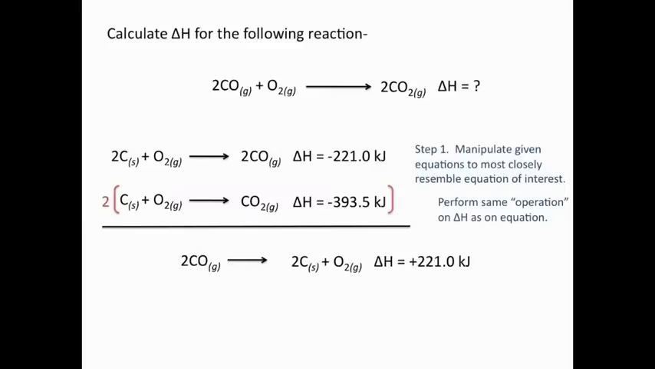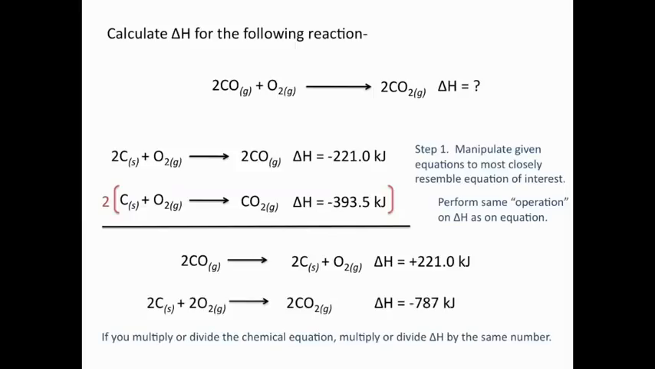And when I multiply the reaction by 2, I need to multiply the whole equation by 2. And I think it helps to draw parentheses around the entire equation. So this gives us 2 carbon plus 2 O2 gives us 2 CO2. And again, I want to perform the same operation on delta H as I did on the equation. So if I multiplied the equation by 2, I need to multiply the delta H value by 2.